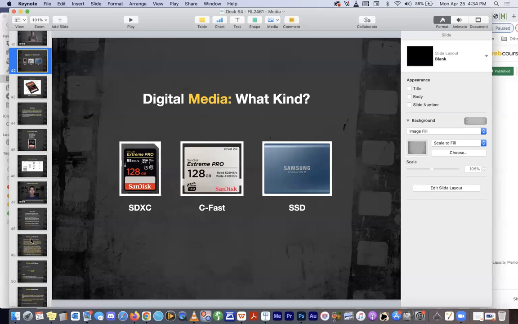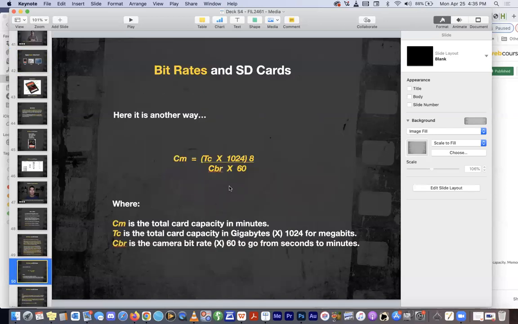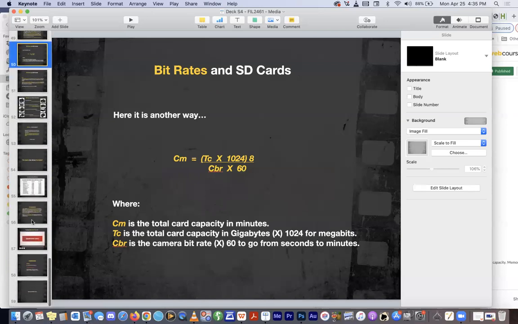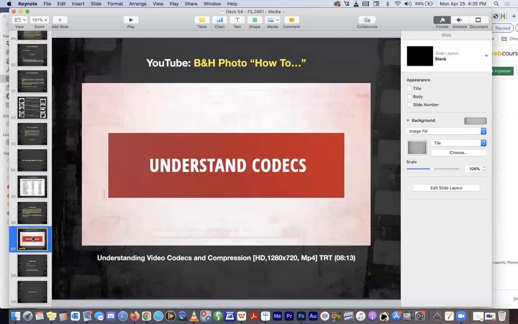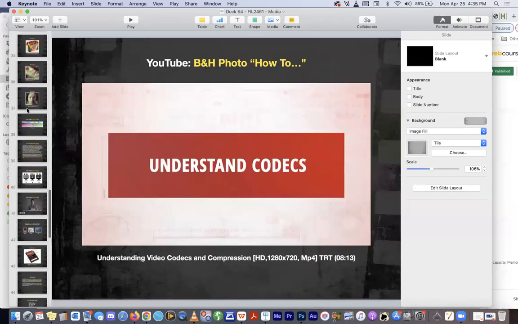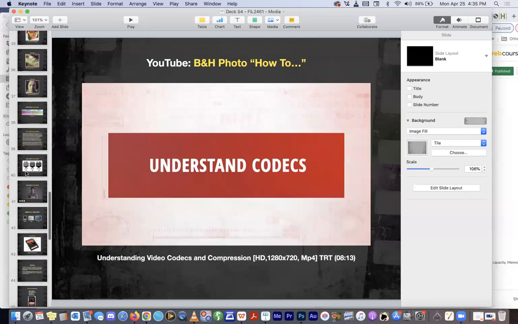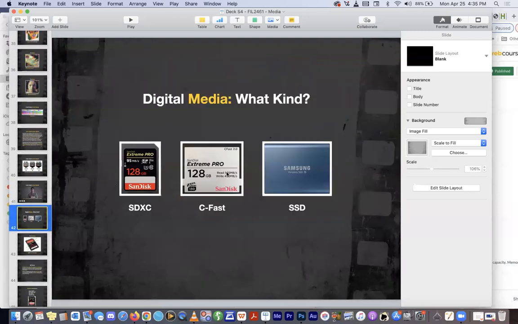And I need to know this so I can figure out exactly what kinds of cards I want to shoot based on the camera that I'm using and the codec, the resolution, and the frame rate. Okay, all that goes into consideration. That was really the conversation that was most important about this day. Okay, it was really about, you know, what kind of media are you using? What are the limitations of the media?